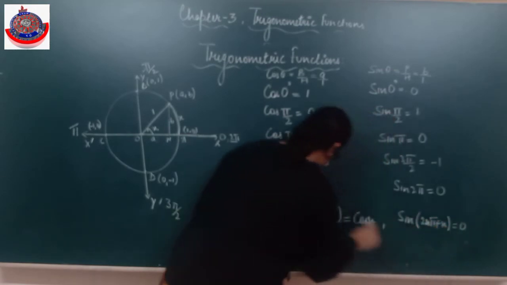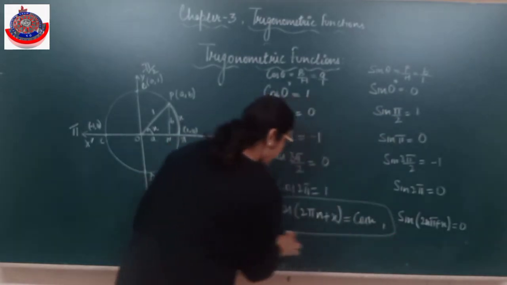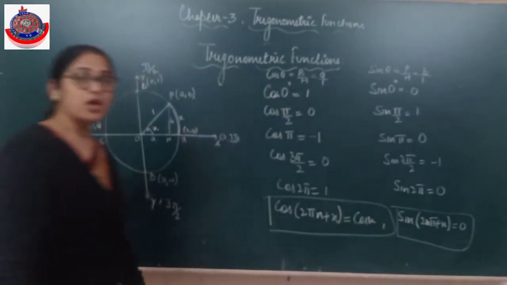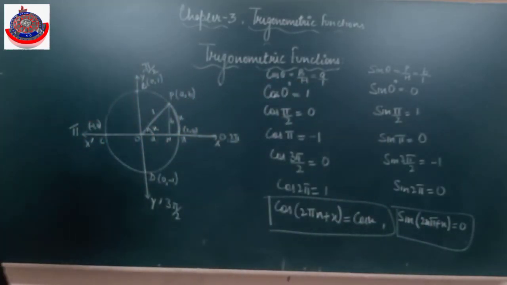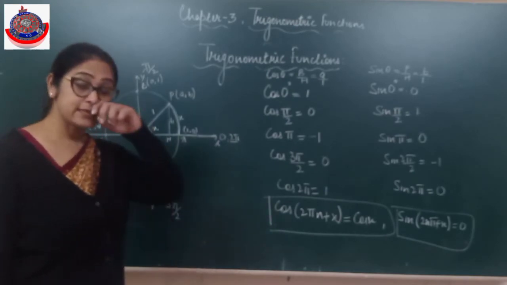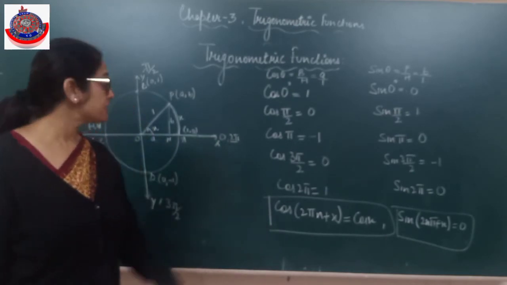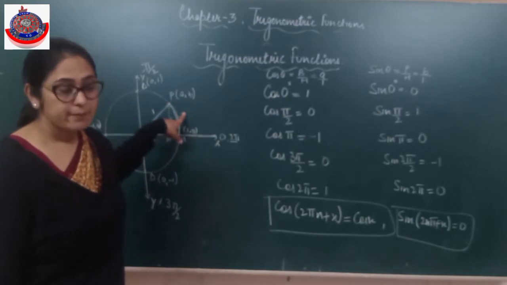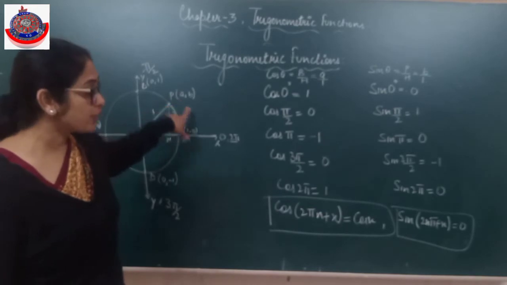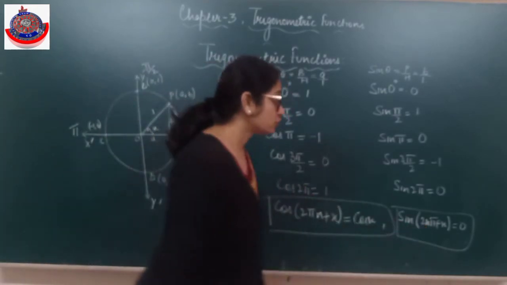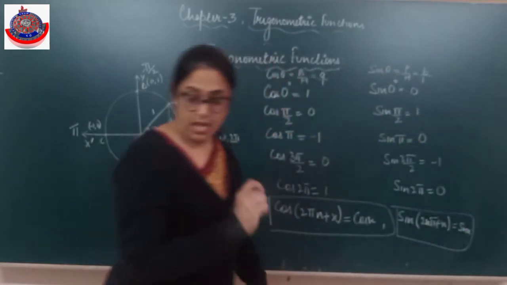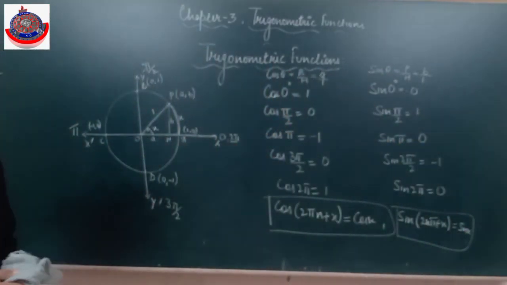This will be useful in finding the angles, which will be our next topic. Alright, so cos(2nπ + x) is always equal to cos x, and sin(2nπ + x) is equal to sin x. That means in the first quadrant, we are coming to the point P again and again, so it will be cos x and sin x only.